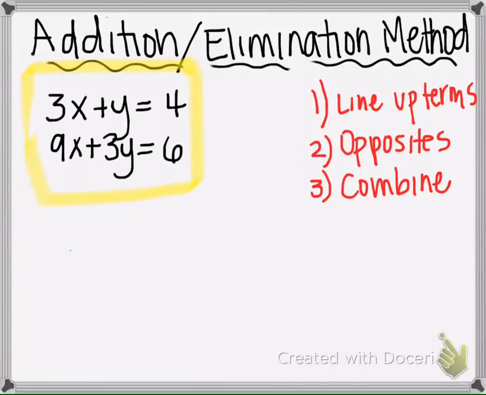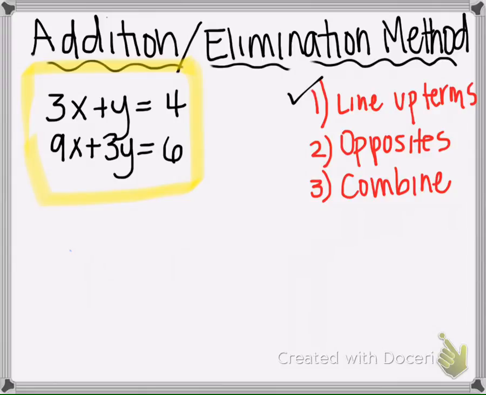I'm going to go ahead and solve this equation using the addition, also known as the elimination method. So the first step is we need to line up the terms, which they are. We have the x's and the y's on the same side in both equations, and then we have the equal sign, and then we have the constants. So step 1, we've checked for that.